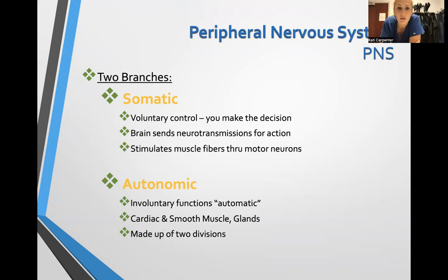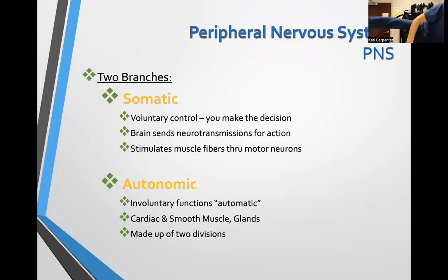So for the peripheral nervous system, well, really the whole nervous system, there are two branches. So the first one, the easy one, let's just get this out of the way, is the somatic nervous system. So the somatic nervous system is completely under voluntary control. So you make the decision. Like, look, thumbs up. I made that decision. Give you a thumbs up. Look. Peace sign, right? Look, punch.